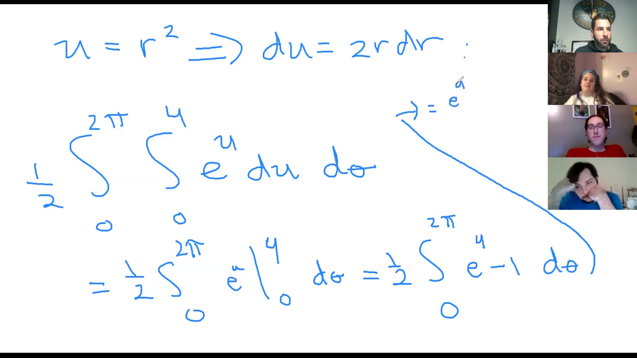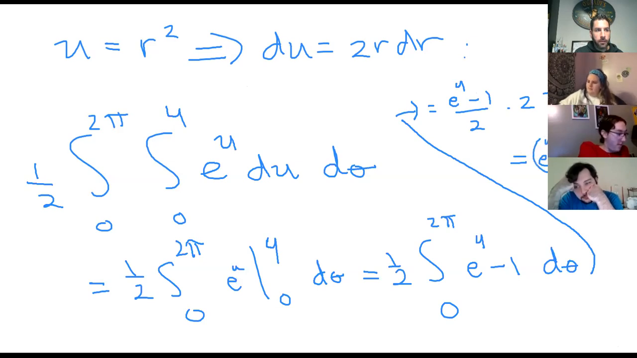So what does this become? This becomes e to the 4th minus 1 over 2 times 2 pi, which becomes e to the 4th minus 1 times pi. And that's your answer. So please fill in the details of that. Why is it just 2 pi? Well, think of that integral. All you're integrating is a constant. So you integrate a constant, you just get the variable. So it's theta from 0 to 2 pi.